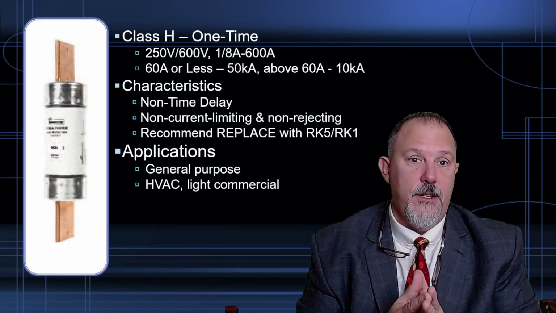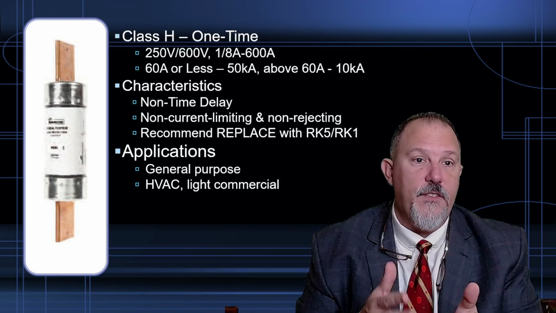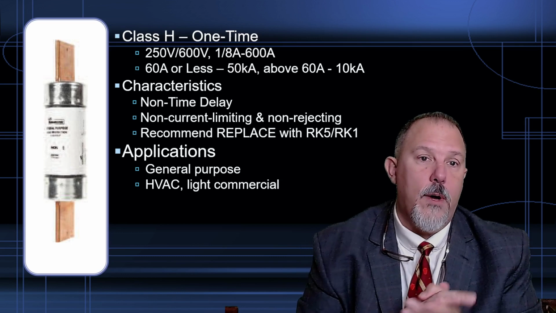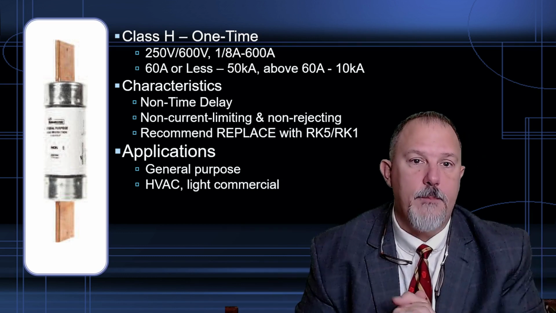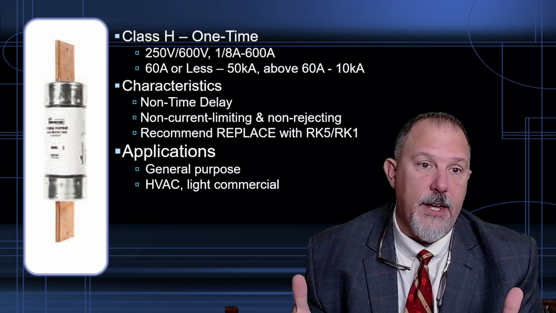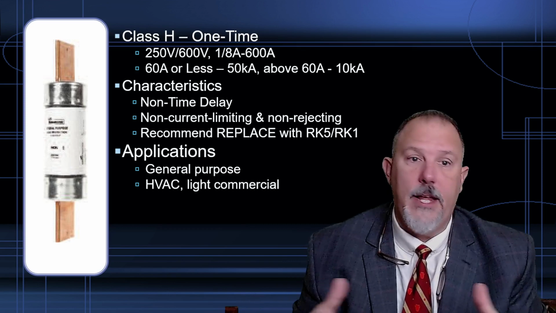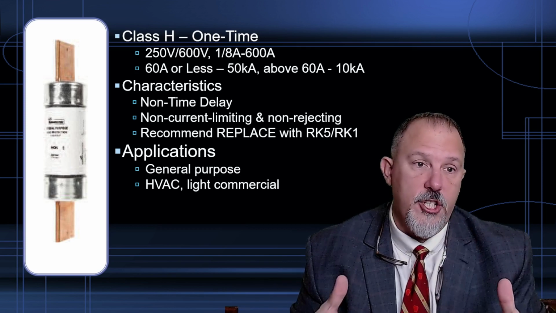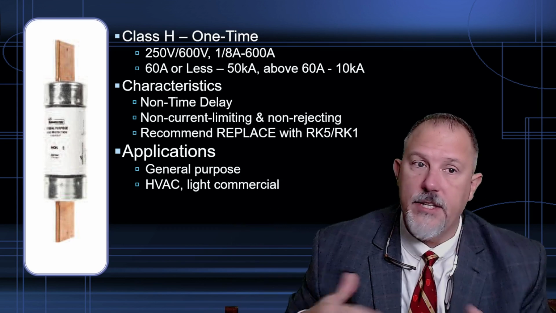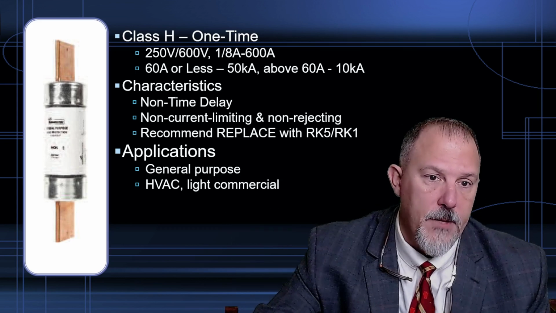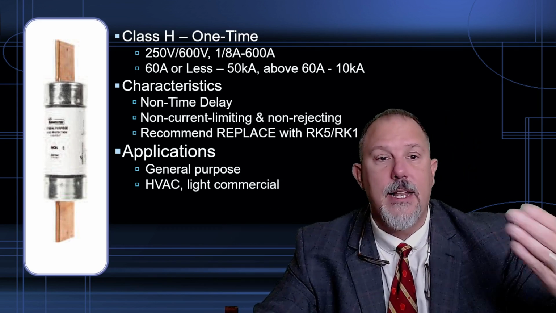Class H, these are 250 volt, 600 volt, 1/8 of an amp to 600 amps. These are your non-current limiting device. There's no time delay, non-time delay, non-current limiting. There's no rejection features on it. You'll see those blades. There are no slots in those blades. You'll see these on HVAC, light commercial.